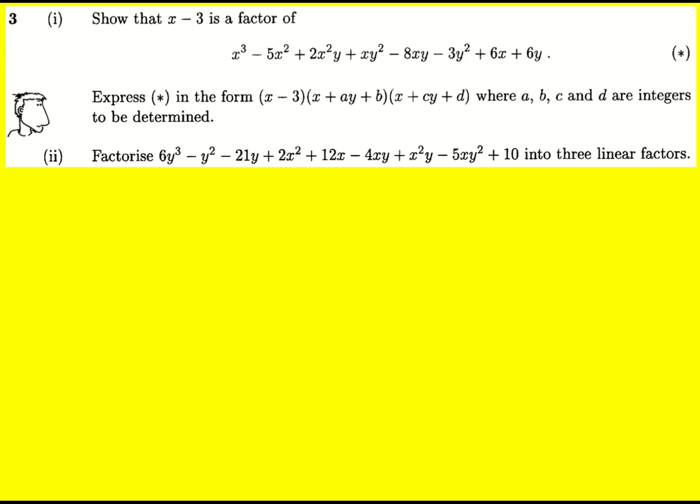We're given a cubic to factorize, except this cubic is in terms of x and y, so presumably y is also a variable. So normally I would say that f of x was this thing here, but now it would actually be f of x, y.